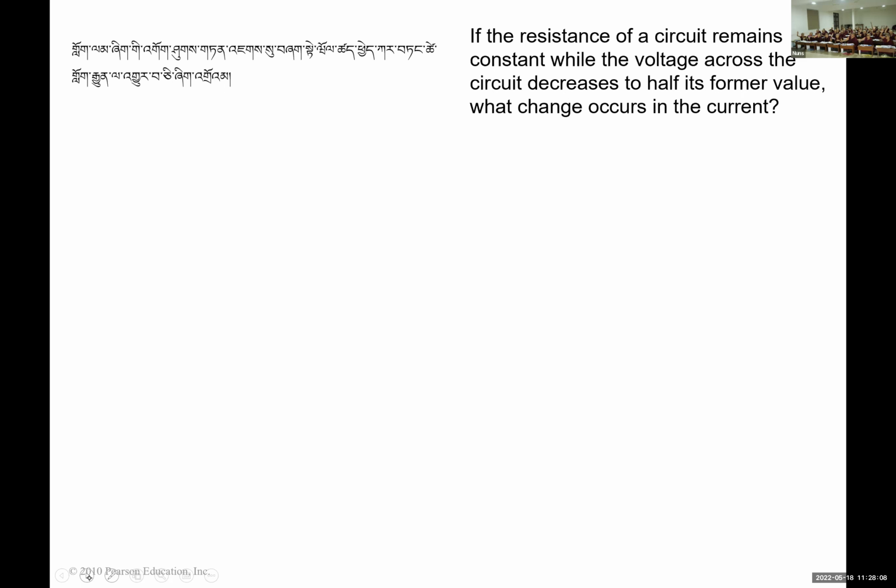So these are who says the current will decrease by half. Very good. So we saw from Ohm's law that I is equal to V by R. So if V is cut in half, I will also cut in half. Right? So that's right.